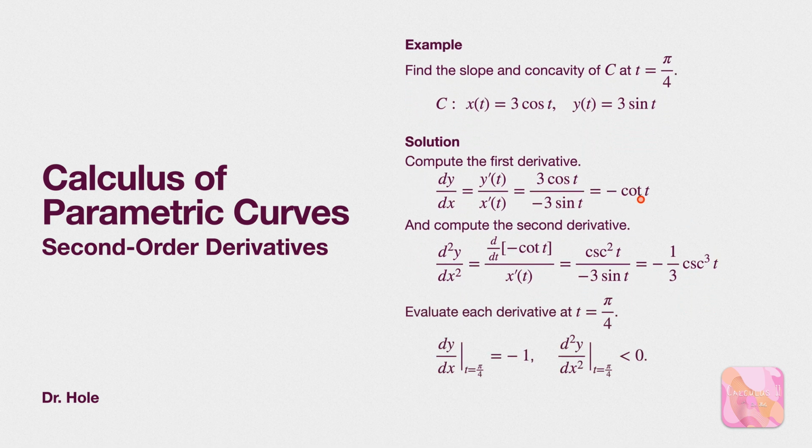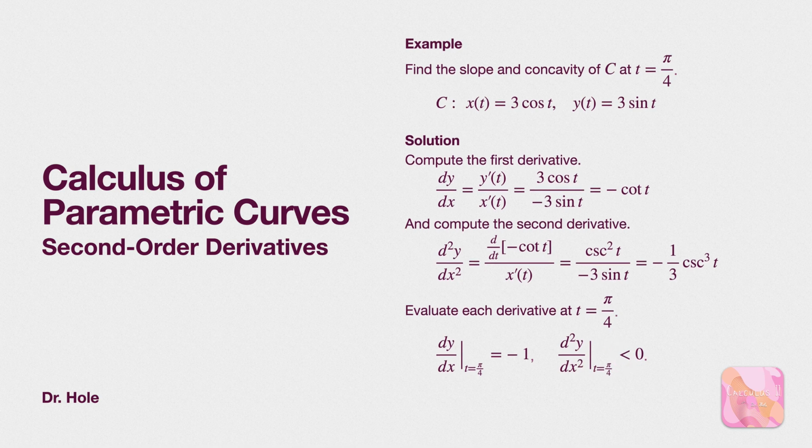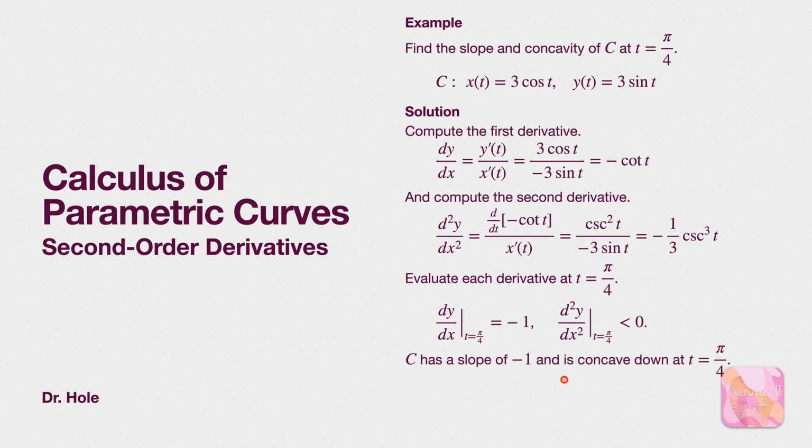Nice. So here we have the first derivative as a function, second derivative as a function of t, and then we just simply plug in the parameter t at this value. We get a slope of negative 1, and the concavity will be concave down since the second derivative is a negative quantity. And that's summarized here.